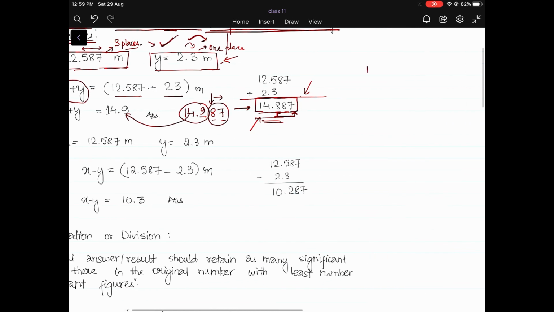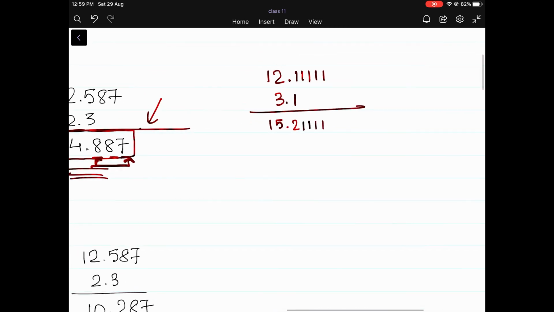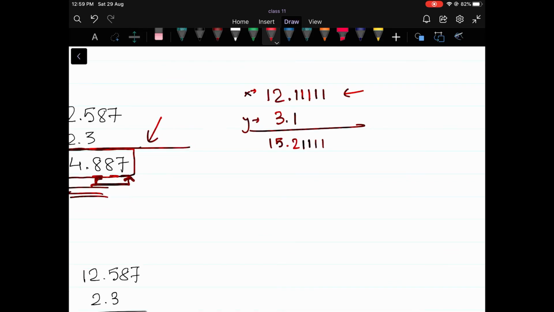Suppose we have 12.11111 and I want to add it to 3.1. Clearly our answer is going to be 15.21111, and this number is like an x, this number is like a y. This number has 5 places of decimal, whereas this number only has 1 place of decimal.